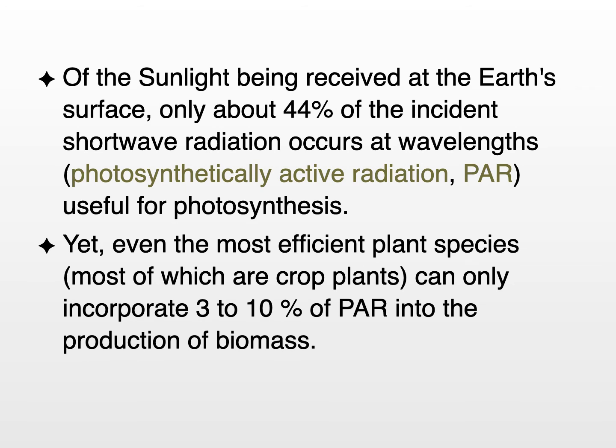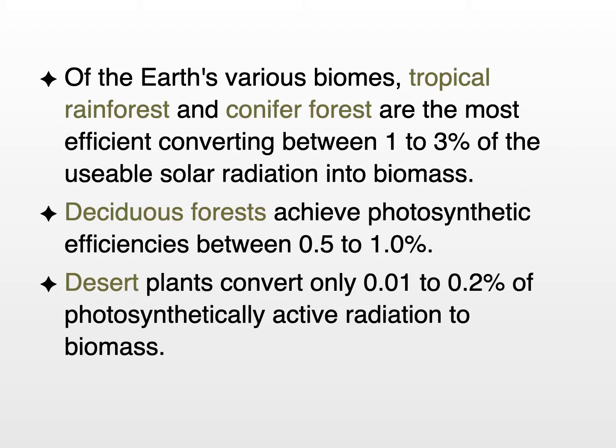This includes crops like corn and sugarcane. These are some of the highly productive plants that use a good portion of the available PAR. Other plants use very little. For example, plants in deserts only use a small portion of the PAR available for them to use. Of the Earth's various biomes, tropical rainforests and coniferous forests are the most efficient, converting anywhere from 1 to 3% of the usable solar radiation into the production of biomass through photosynthesis. Deciduous forests achieve photosynthetic efficiencies between 0.5 and about 1%. Desert plants convert only 0.01 to 0.2% of the photosynthetically active radiation into the production of biomass.